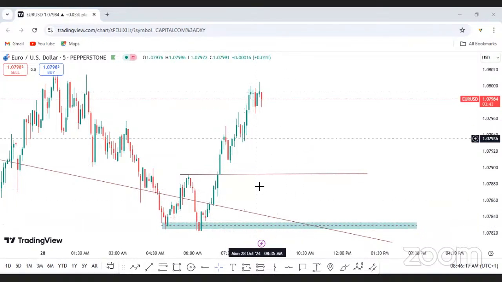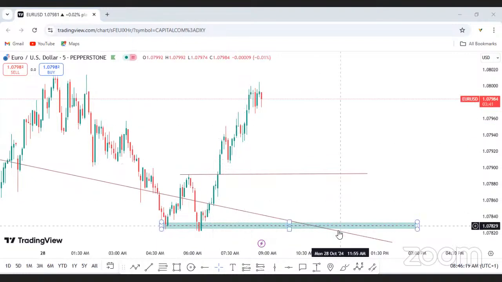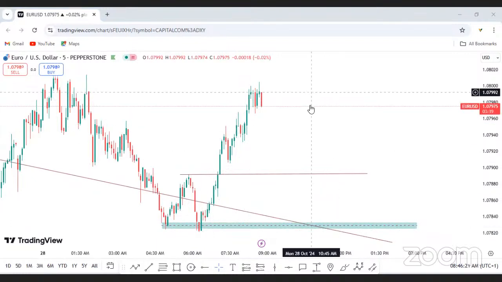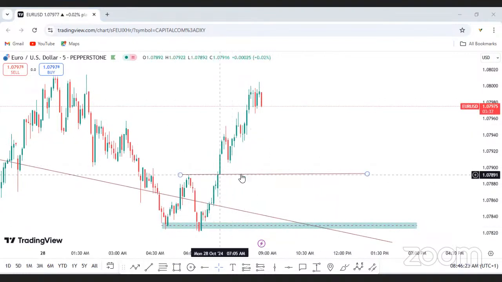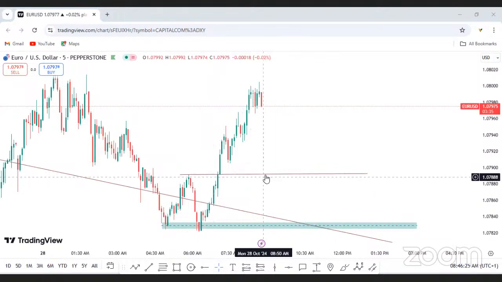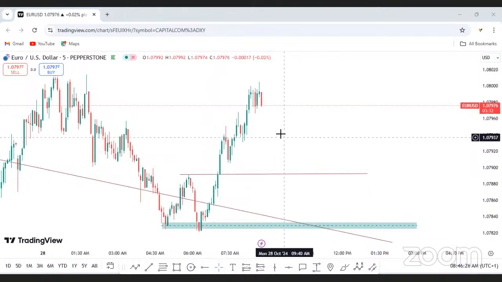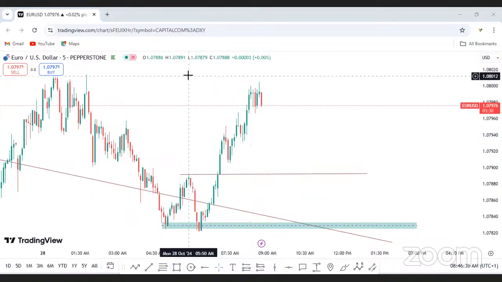But I suspect that price may not come back all the way here. But if it does, then we'll be taking our buys from here. But if it doesn't, then this is one of the places I'm expecting a buy from on EUR/USD. Okay, so that is it.